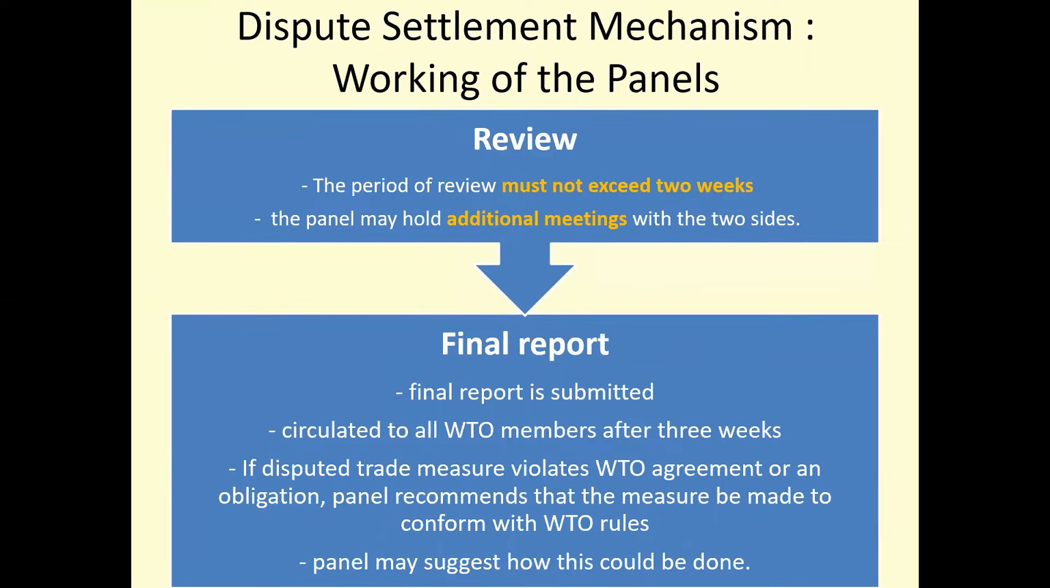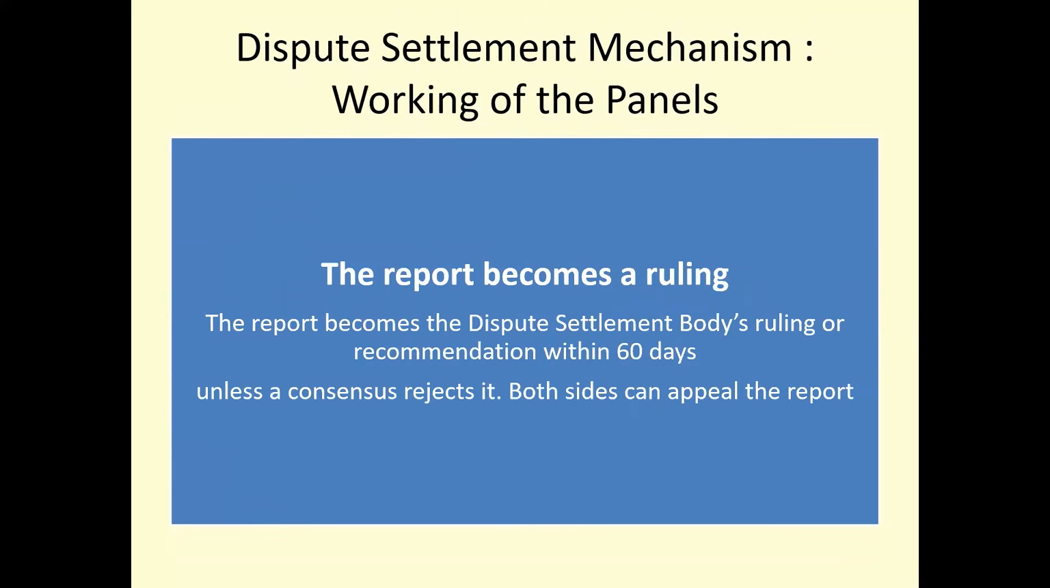If the panel decides that the disputed trade measure does break a WTO agreement or an obligation, it recommends that the measure be made to conform with WTO rules. The panel may suggest how this could be done. Finally, the report becomes a dispute settlement body ruling or recommendation within 60 days unless a consensus rejects it. Both sides can appeal the report.